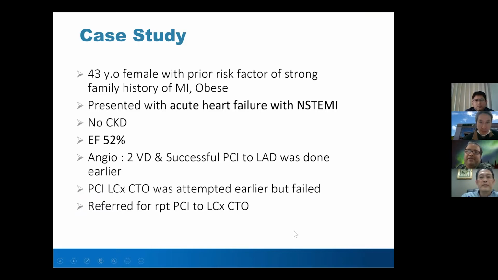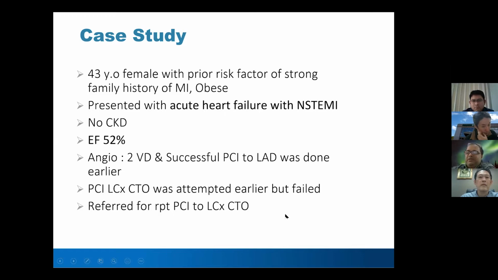It's a 43-year-old lady with risk factors of prior myocardial infarction and obesity. She presented with acute heart failure and non-STEMI to my center. She has no CKD. Her ejection fraction is good, 52%. She underwent angio initially with 2 vessel disease, and had successful PCI to the LAD. The operator attempted the CIRC CTO but failed, so she was referred to me for repeat PCI to the CIRC CTO.